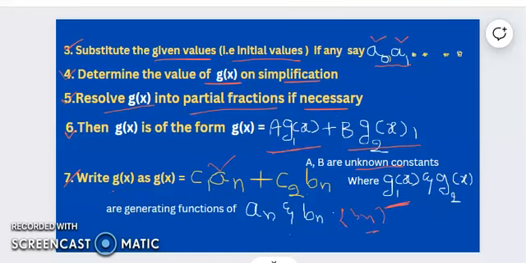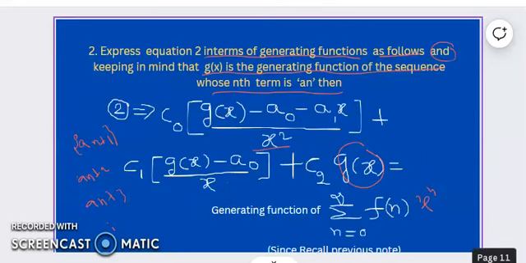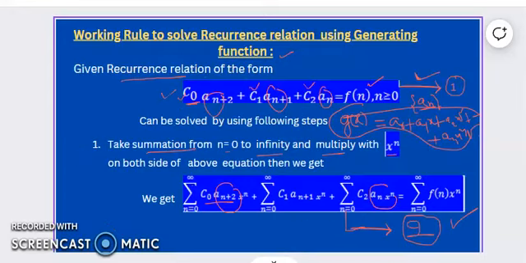So this is the working procedure to solve recurrence relations by using generating functions. We have 7 points here. By using these 7 points, we can solve any recurrence relation by using generating functions.